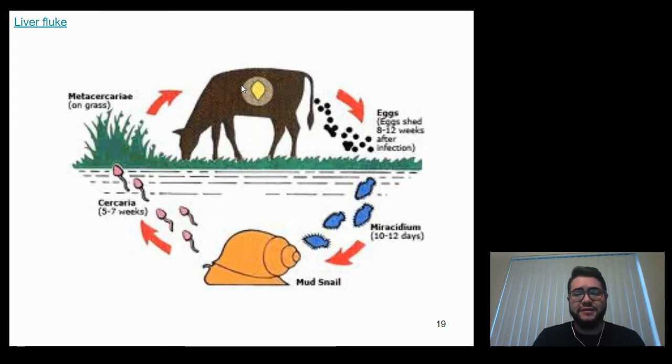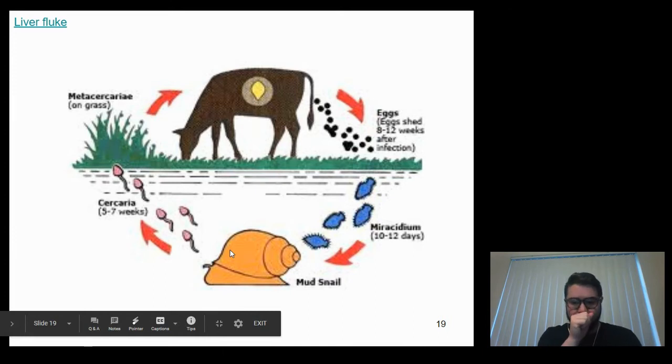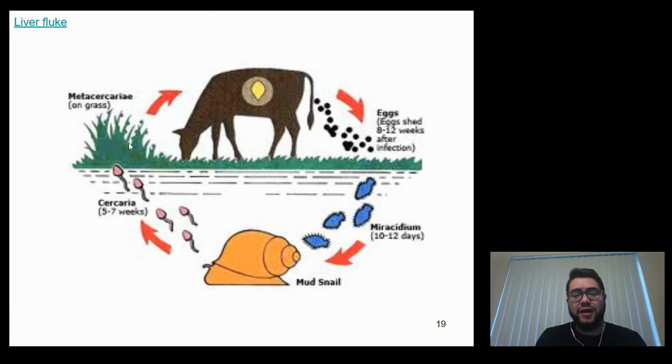Here is the life cycle of the liver fluke. Again, the intermediate host is a snail, and then its cercaria makes its way into the grass, lives in the grass for a little while until a cow eats it. Once the cow eats it, it can pass on to a human or just release the eggs and start this cycle all over again.